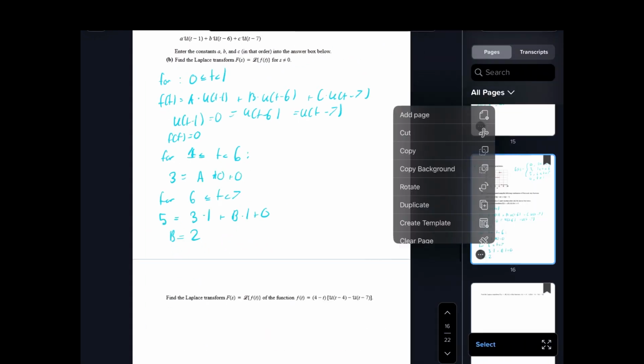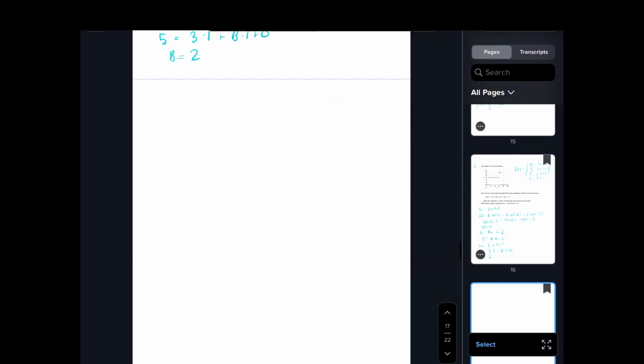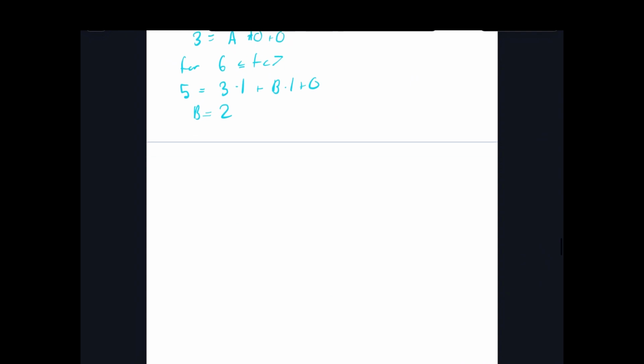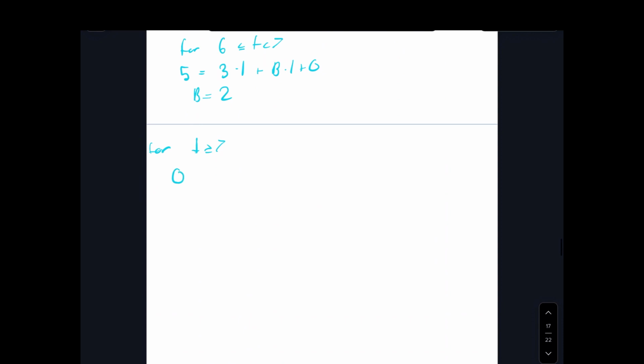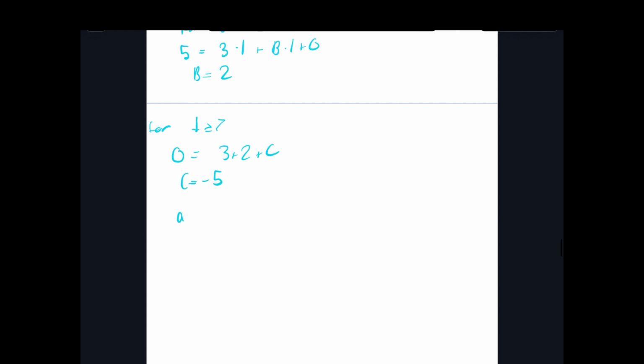Let me add another page. Continuing on, for t greater than or equal to 7, all of them are equal to 1, and my solution f at t is 0 at this point. So I have 0 equals 3 plus 2 plus c, and so my c equals -5. Respectively, my solution for a, b, c would be 3, 2, -5 after plugging it in.